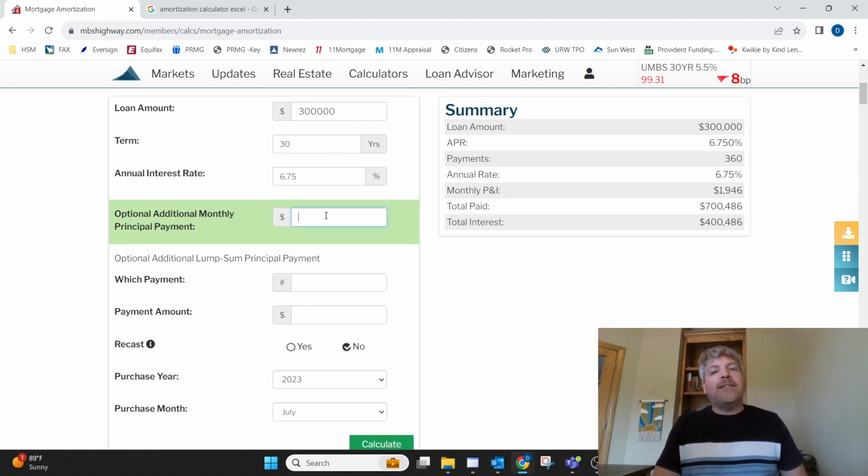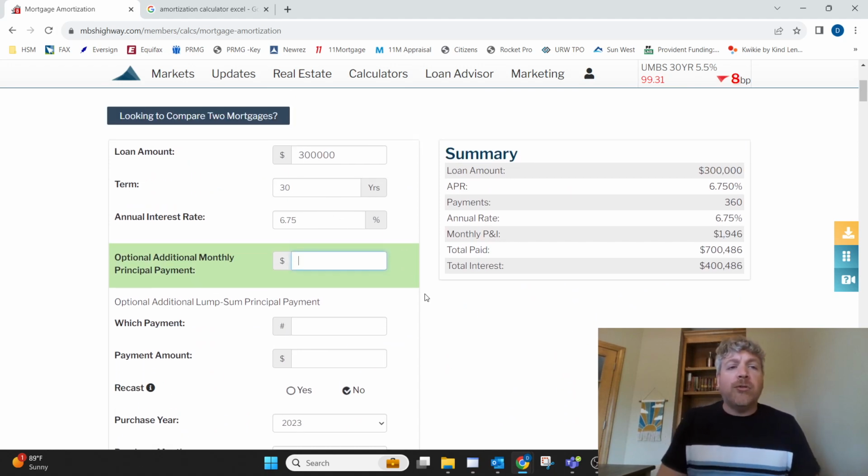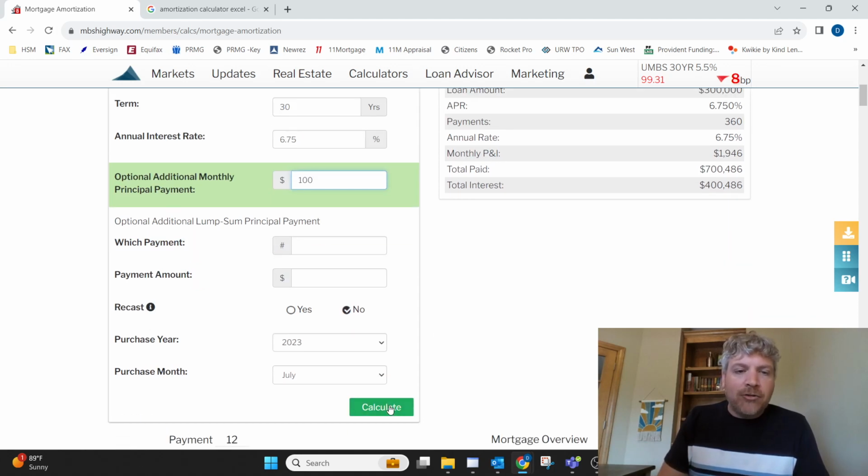But now let's do this. This is a very powerful thing. I want to show you, if you're able to pay an extra $100 per month on top of your minimum monthly payment, what impact does that have on your mortgage?